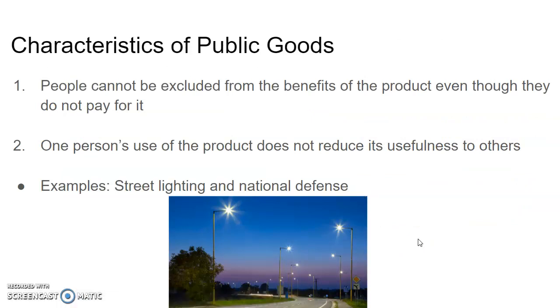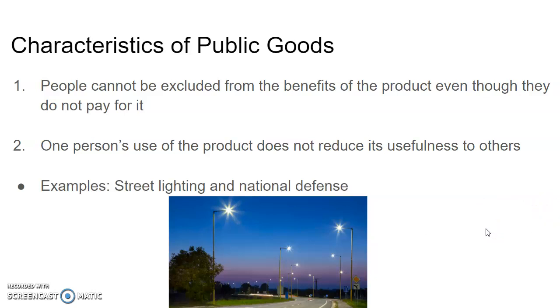Characteristics of public goods. There are two characteristics. The first one is that people cannot be excluded from the benefits of the product even though they do not pay for it. And the other one is that one person's use of the product does not reduce its usefulness to others. An example of this would be street lighting. You can't just turn the street lights on when one person drives down the road because they paid for it and then flip the lights off when someone else drives down the road who didn't pay for it. But also, it doesn't reduce how useful those lights are when one person drives by to the next person driving by. They're still just as useful every single time. But not everybody necessarily paid for the street lights.